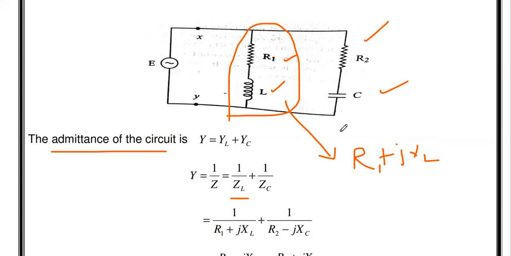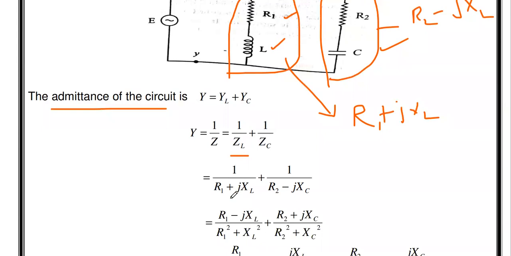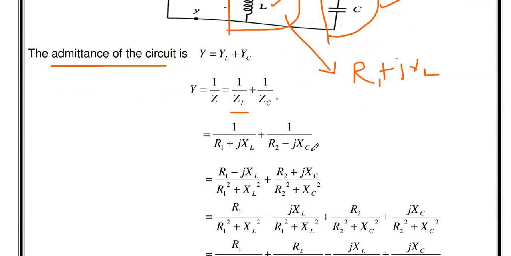Similarly, what is the impedance of the second branch? The impedance of the second branch is R2 minus jXC, since the reactive component of the inductor is plus jXL and the reactive component of the capacitor is minus jXC. So instead of ZL, you substitute R1 plus jXL, and the ZC value is R2 minus jXC.